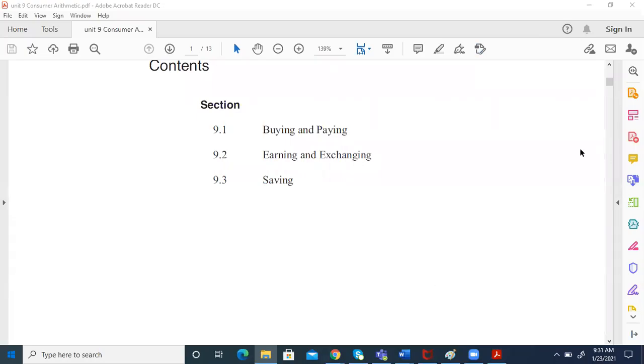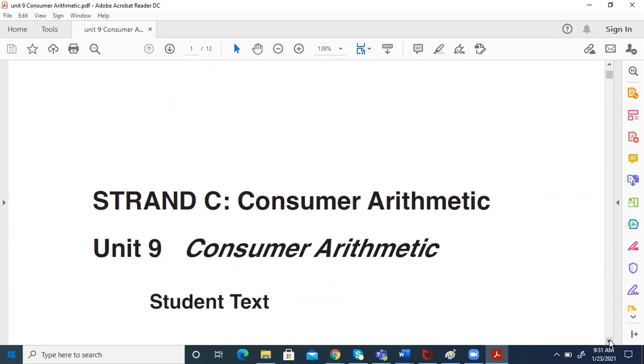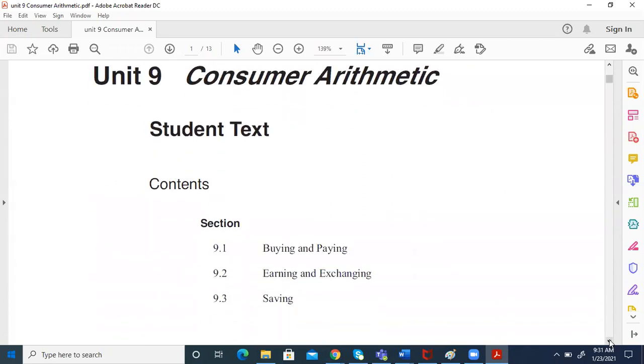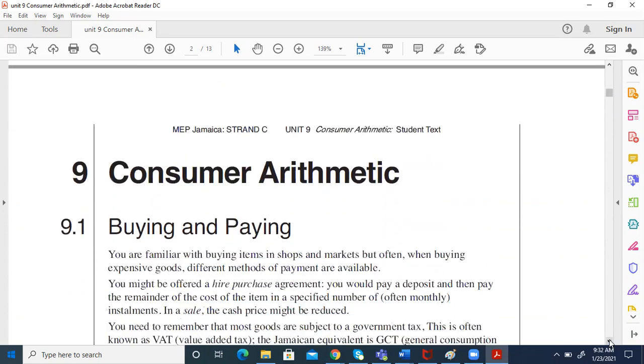All right, everyone. So we're going to be looking at consumer arithmetic. We know from last class we looked at some parts of this already, but we can do a quick review of the profit and loss section, just to go through the notes. Nothing too detailed, just a quick refresher.